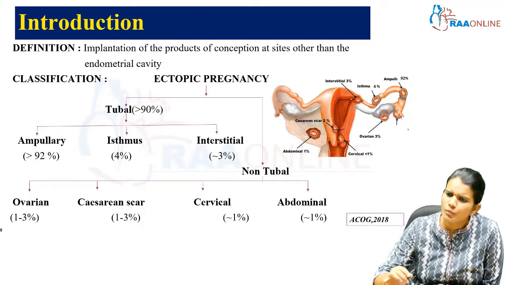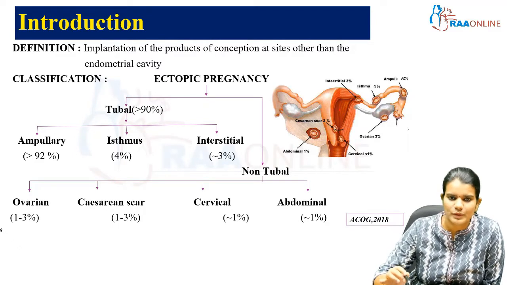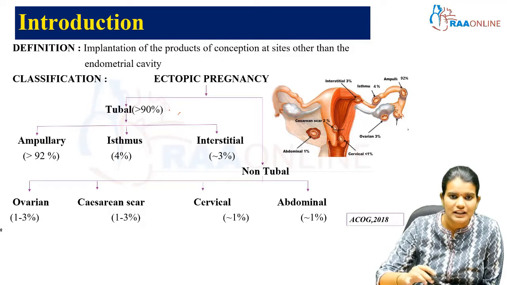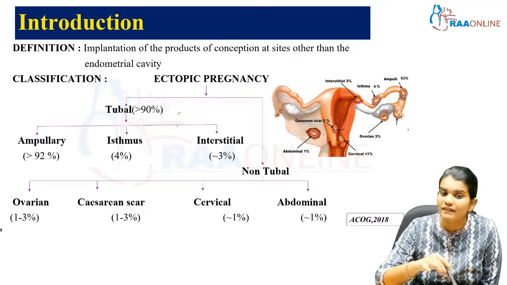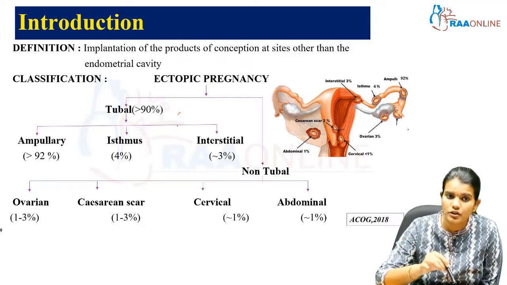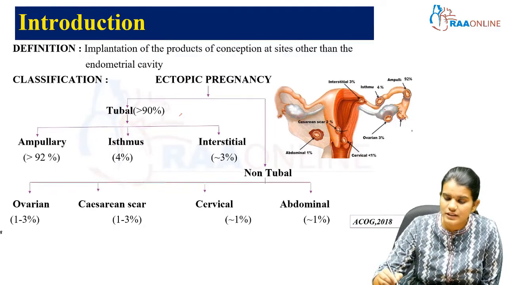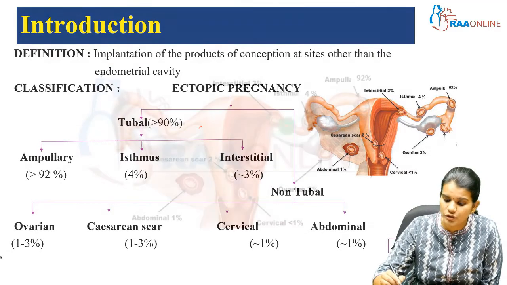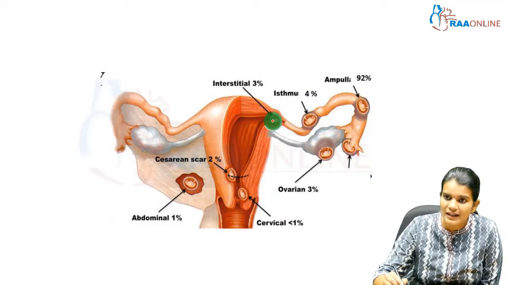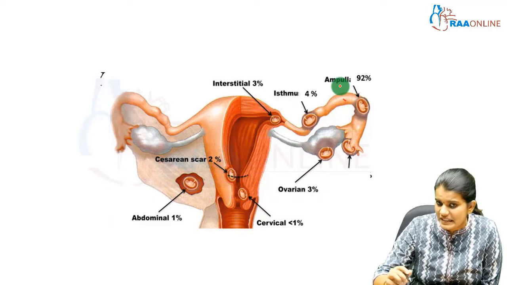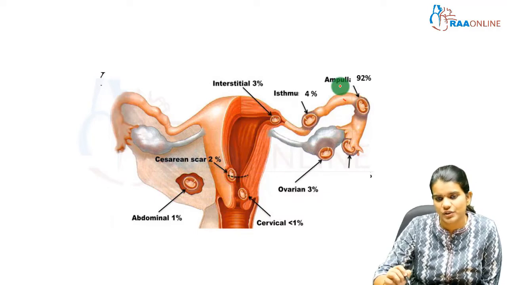The most common is the tubal pregnancy, which is 90%. In the tubal pregnancies we have various types, and the most common is the ampullary ectopic pregnancy. We all know the parts of the fallopian tube: the interstitial part, then the isthmus, then the ampulla and the fimbria. The most common is the ampulla, where the fertilization actually occurs. Thereafter it is the isthmic part and then the interstitial ectopics.